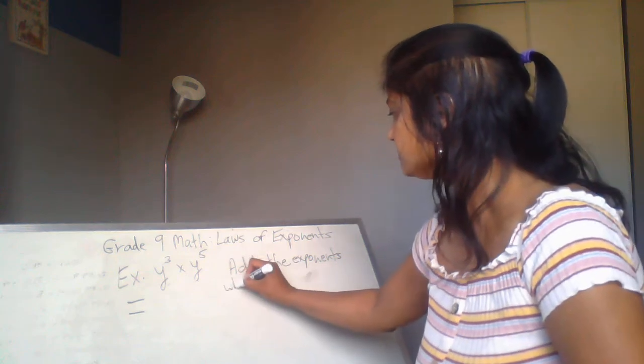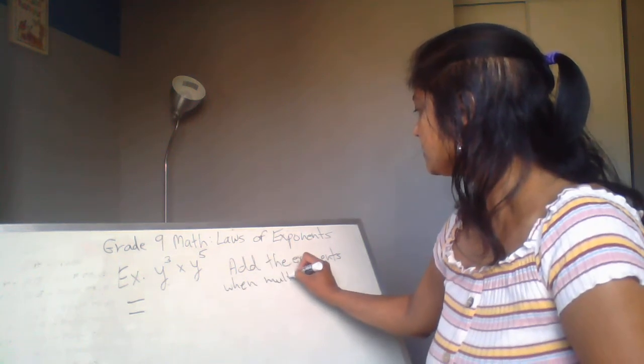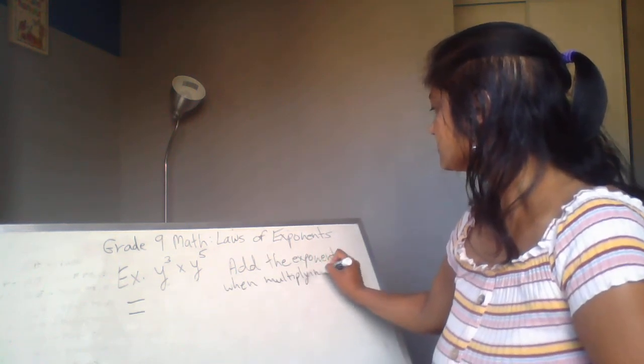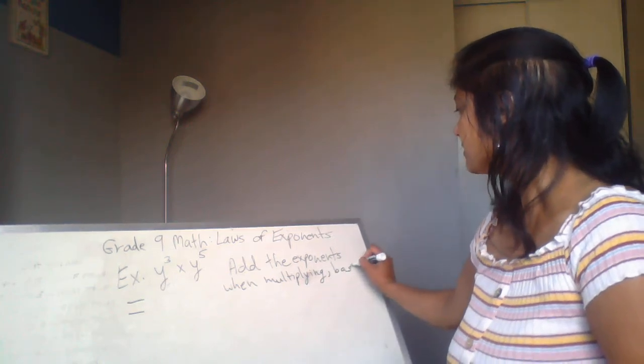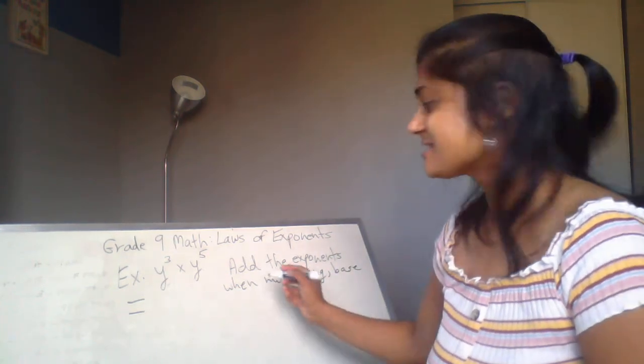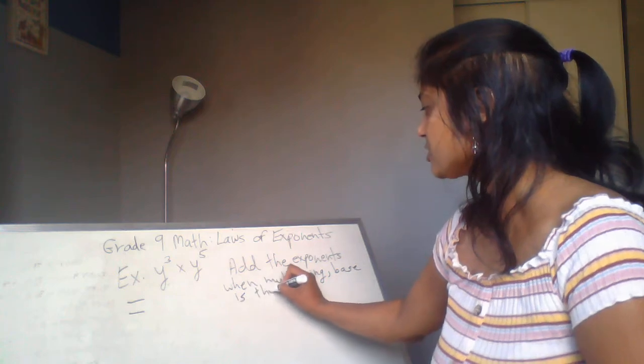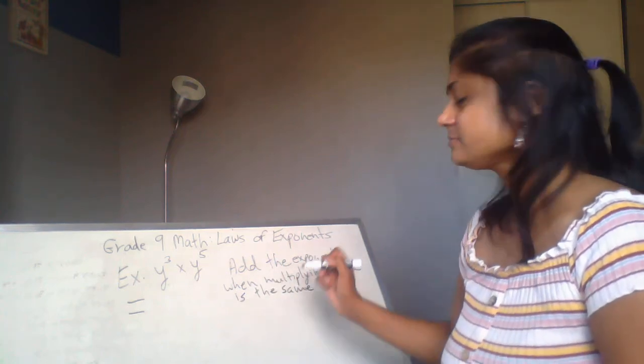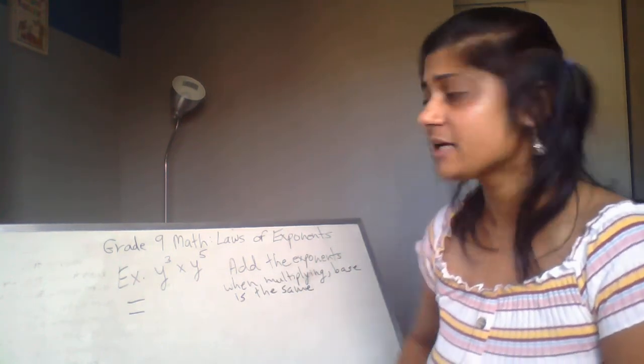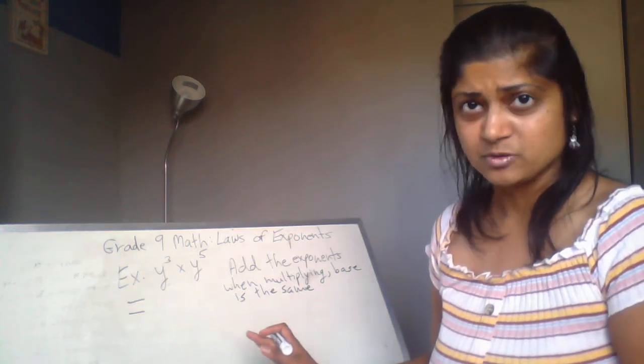So let's put when multiplying, comma, and I'm going to put the base is the same. I have to make sure it's always the same. If the bases are not the same, I cannot apply any of the laws of exponents.